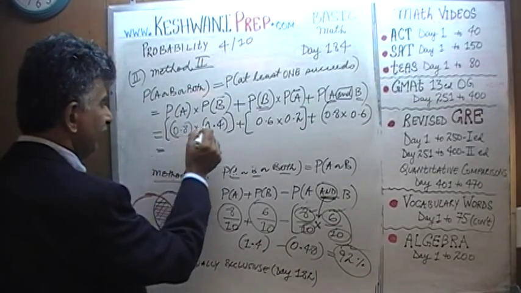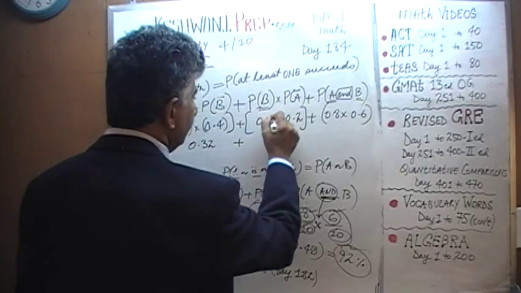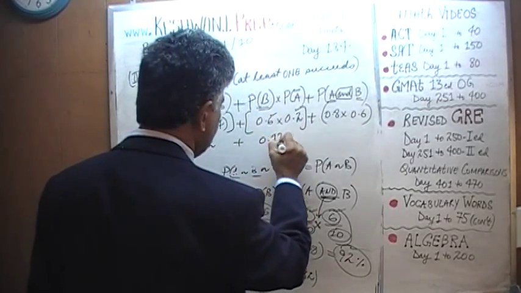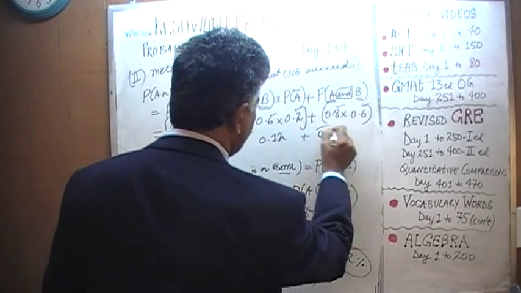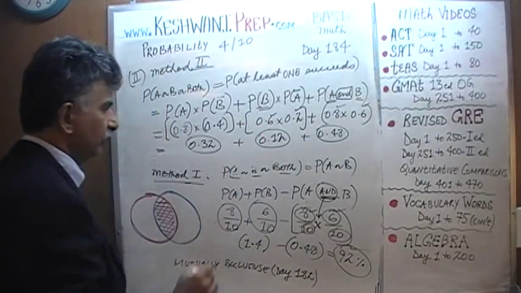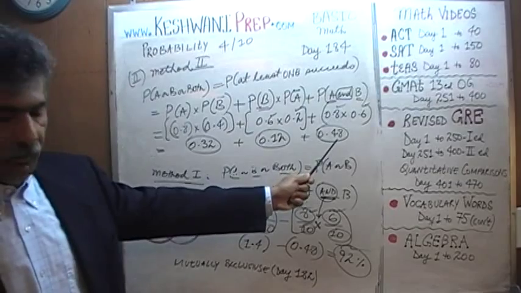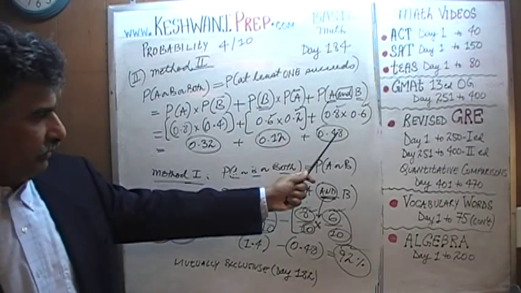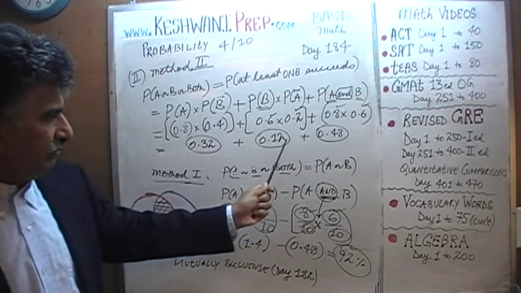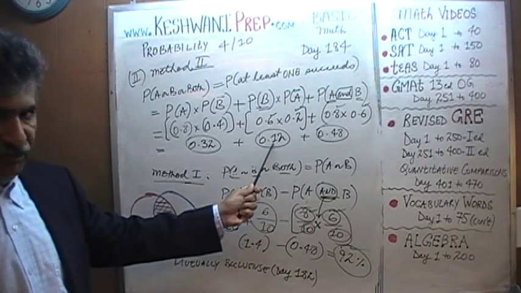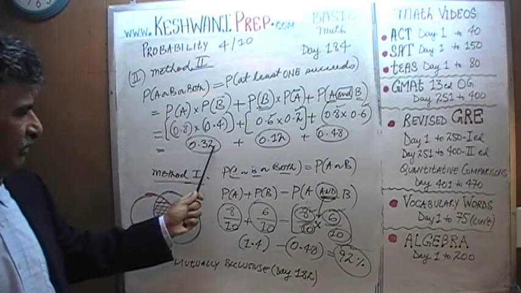So that gives us 0.8 times 0.4, that's 0.32, plus 0.6 times 0.2, which is 0.12, plus 0.8 times 0.6, which is 0.48. 48, 12, and 32. Okay, watch what happens. Follow me. 48 plus 2 is 50, 50 plus 10 is 60. So 48 plus 12 is 60, 60 plus 30 is 90, 90 plus 2 is 92.